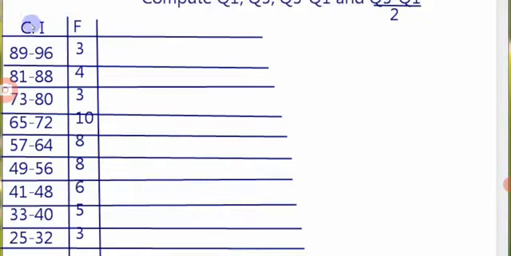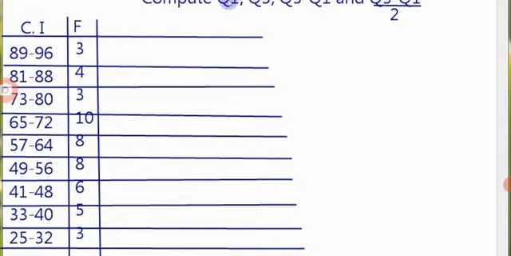So we are given the class interval and the frequency, and we are asked to compute quartile 1, quartile 3, interquartile range, that's Q3 minus Q1, and semi-quartile range. So we are going to start with quartile 1, that is the first quartile.